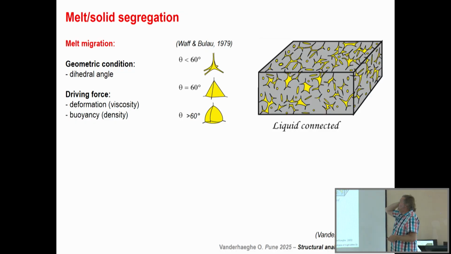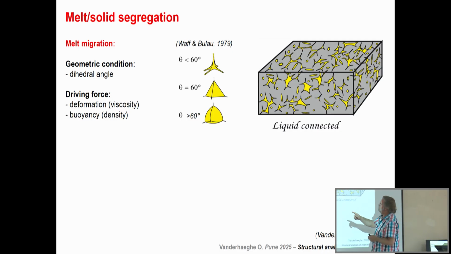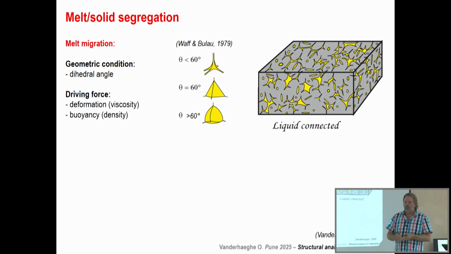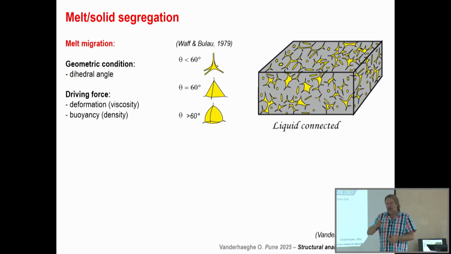So what is controlling melt migration? The geometric condition first is what is called the dihedral angle, which is the angle at the interface between the liquid and the crystals. And it's thermodynamically determined by the tension force. If you look at your water in a glass, at the interface between water and glass, you see that there is an angle.